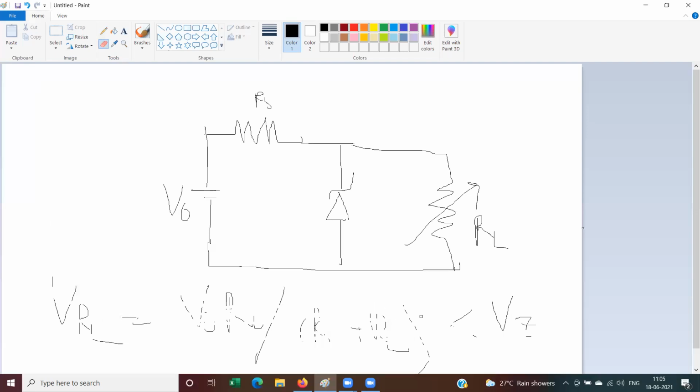See, VZ is fixed, VZ doesn't change. Does VZ change? VZ will not change. And this time V0 is also fixed. So the current I, this is fixed, this will not change.